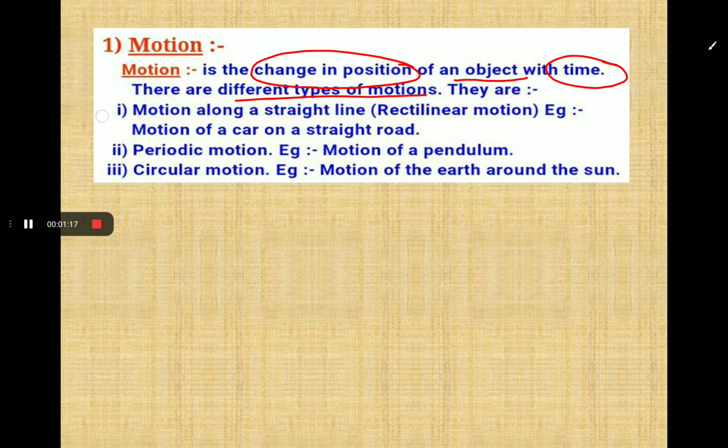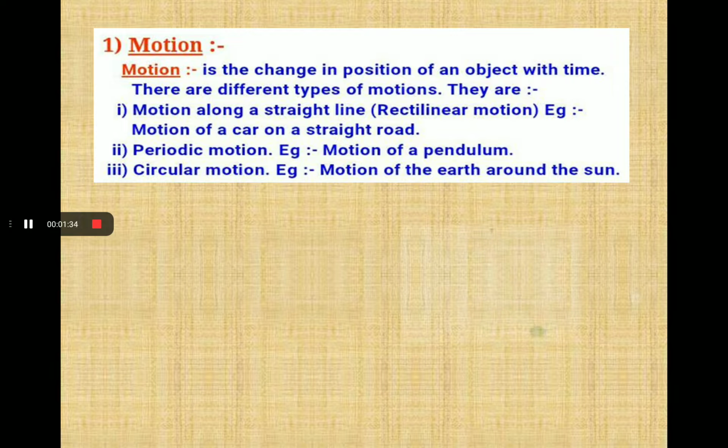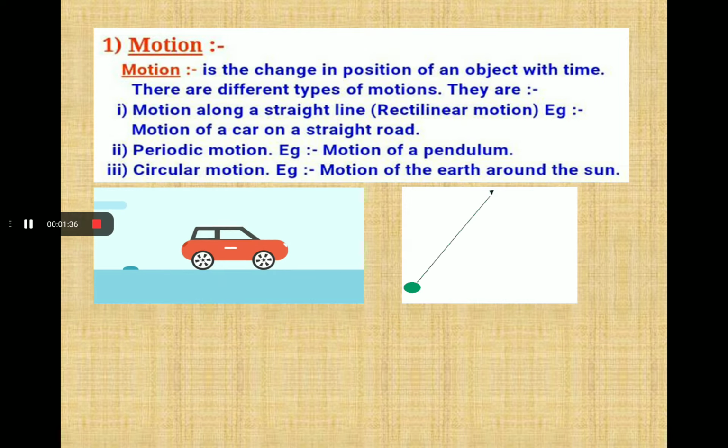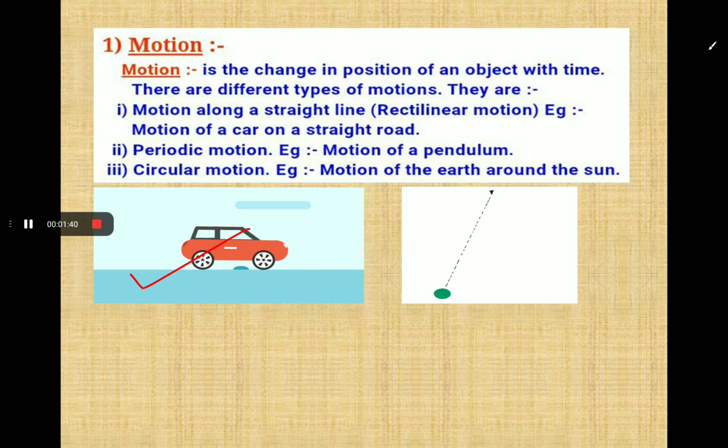First is the motion along a straight line, that is rectilinear motion. When an object travels or moves along a straight line, then that is called rectilinear motion. Here is an image of an example for rectilinear motion, that is, the motion of a car on a straight road.